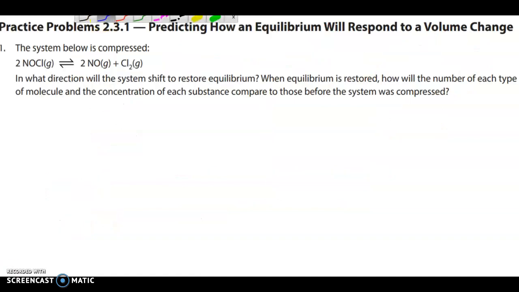Okay. All right, so let's take a look at these practice problems. So we have, in the system below, if the system is compressed, in what direction will the equilibrium shift to restore equilibrium? Okay, so let's look right here. We have 2 versus 3. So 2 moles of gas on the reactant side versus 3 on the product side.